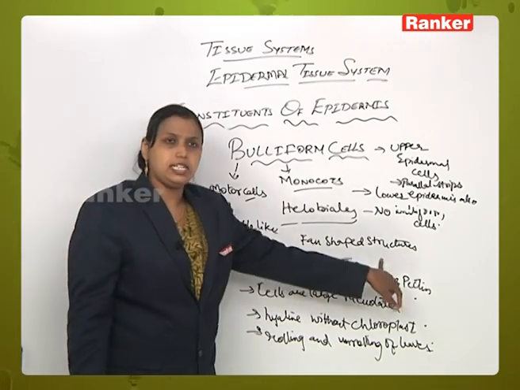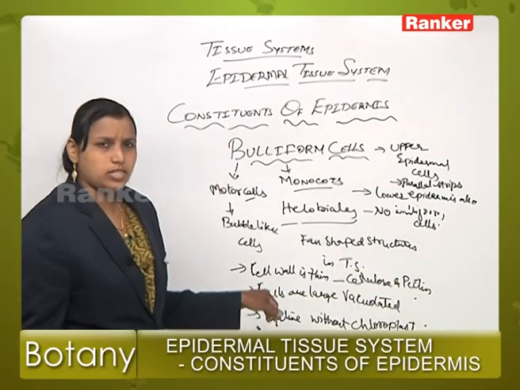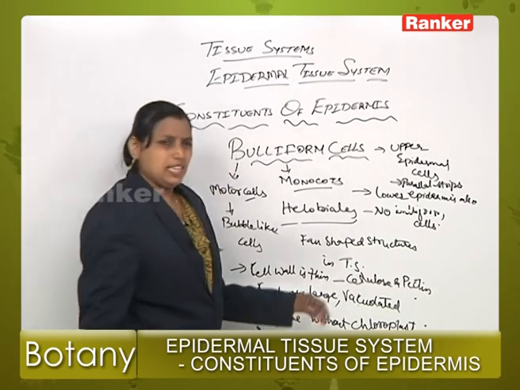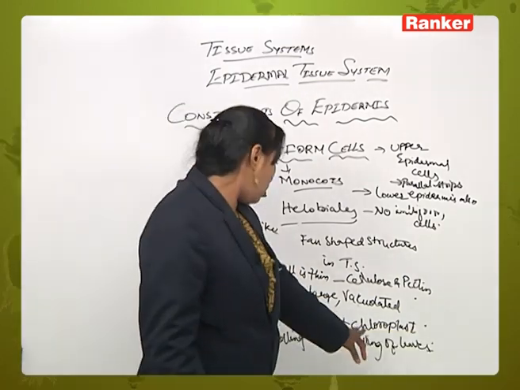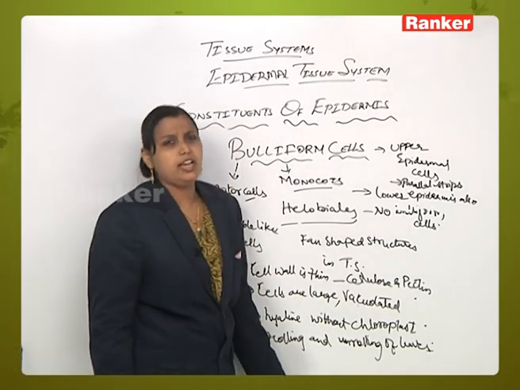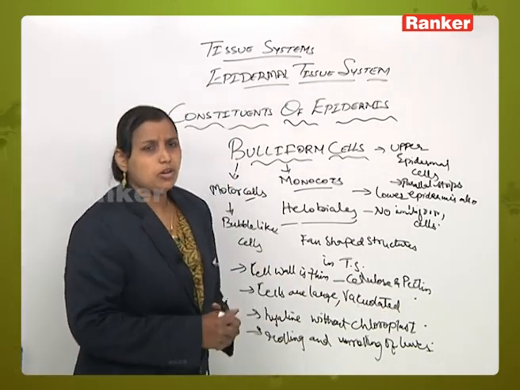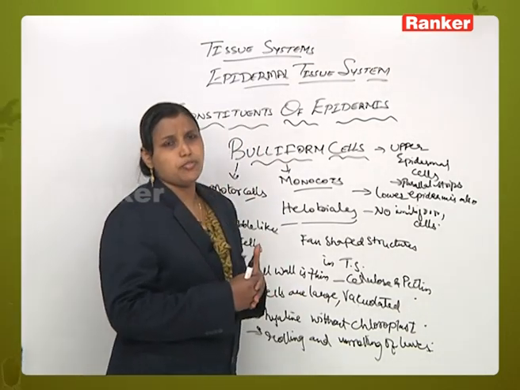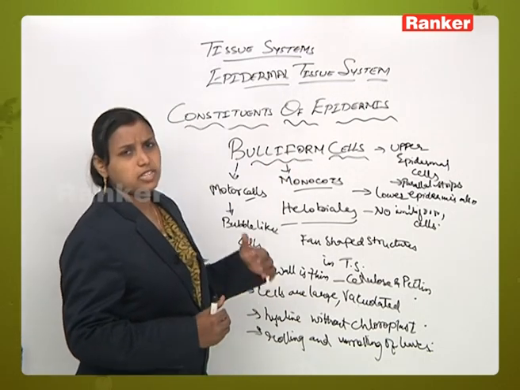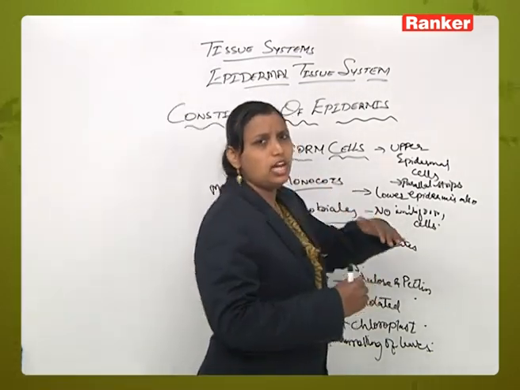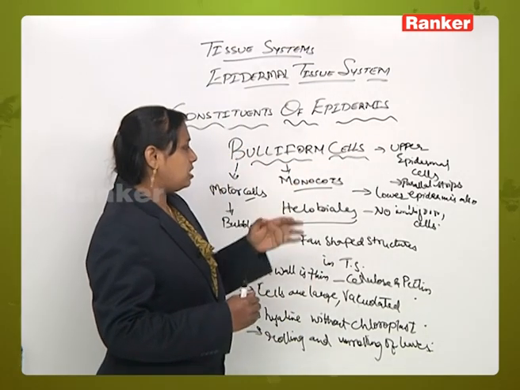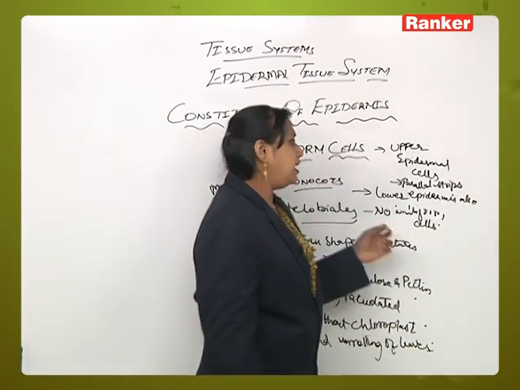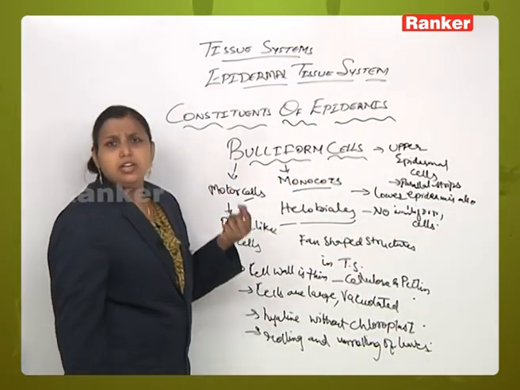In TS, we see them in the form of fan-shaped structures. These cell walls are thin, made up of cellulose and pectin. Cells are large and vacuolated. These are hyaline in nature without chloroplast, and are majorly helpful in the rolling and unrolling of the leaves because of the changes in the turgor pressure of the leaves. Normally, where do you see the occurrence of buliform cells? Majorly on the upper epidermal cells, occurring in the form of parallel strips alternating with the veins, and in some plants they may also occur in the lower epidermis.